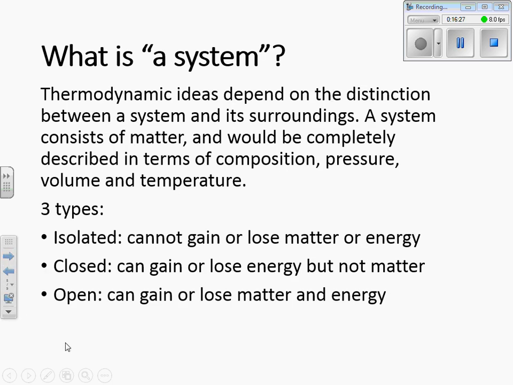This was quite important, though, this idea of a system. What do we mean by a system? It's matter, and once we've got this matter, you can describe it in terms of composition, pressure, volume, temperature. And then we had 3 options: isolated, closed, and open. Those will be more relevant as we go along. So isolated, you can't gain or lose matter or energy. Closed, you can gain or lose energy, so you could have heat perhaps transferred in or out, but not matter. And open, well, biological systems are open, aren't they?